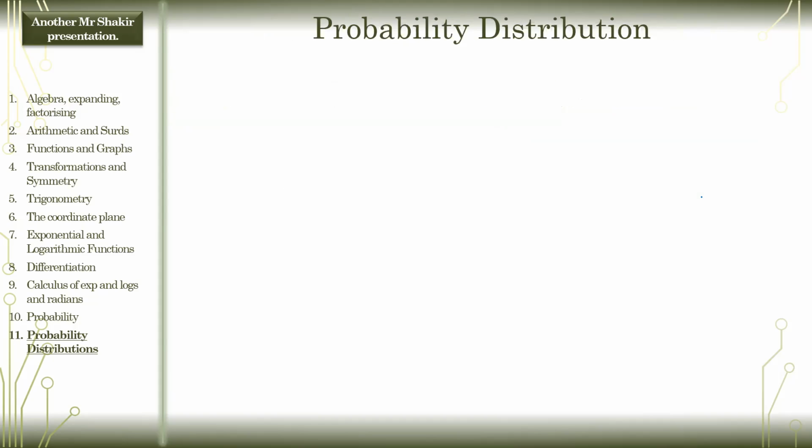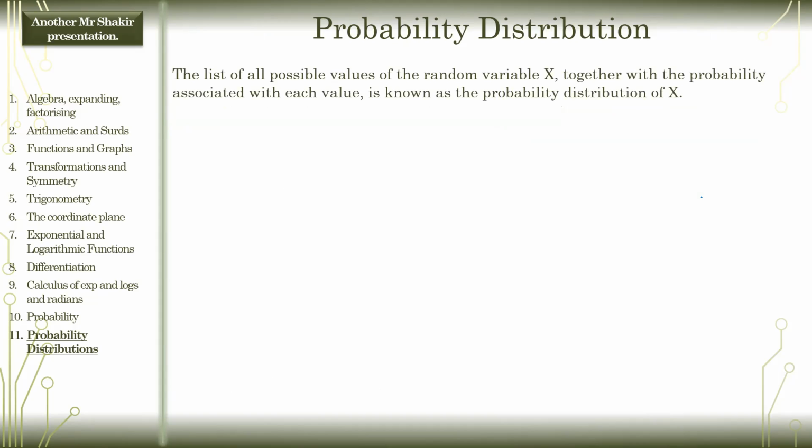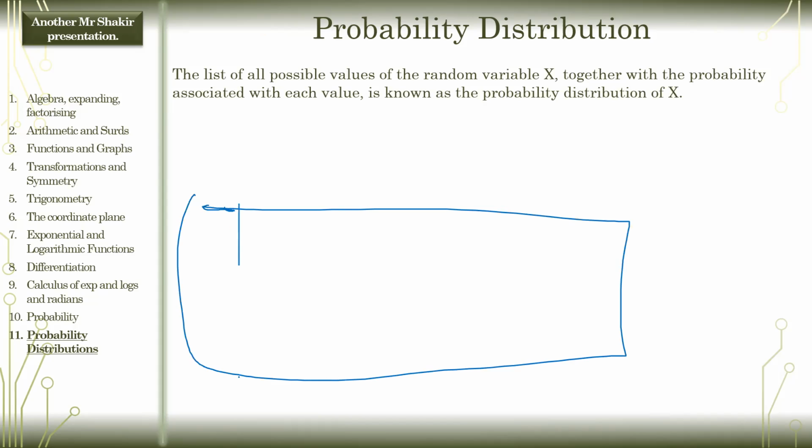Anyway, moving on. Probability distribution. How are the values distributed? The list of all possible values of the random variable x, together with the probability associated with each value, is known as the probability distribution of x. Read that again, make sure you understand it. The list of all possible values of the random variable x. We're going to look at an example in a second. Remember you can draw a table, and this is what they're referring to: x and P of x equals x.